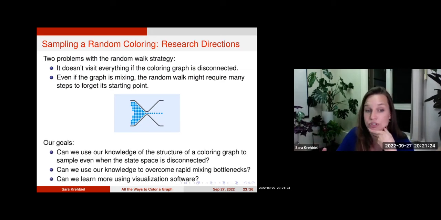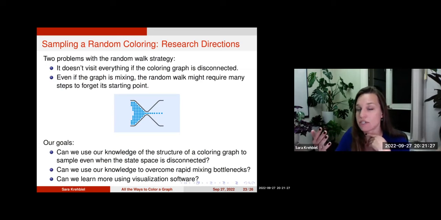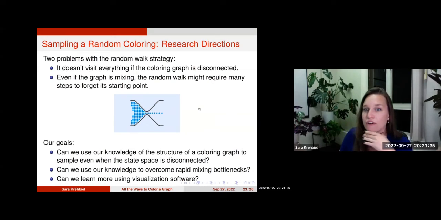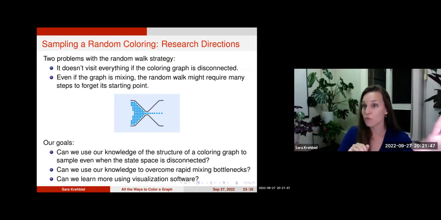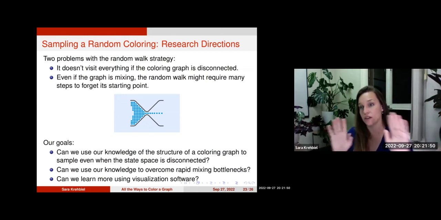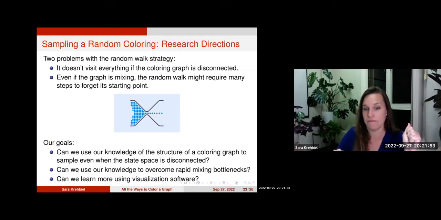So what we want to be able to do is use our knowledge of the structure of the coloring graph, which is just taking all of the observations along the lines of stuff that we've talked about in this talk so far, and figure out whether we really are totally out of luck if the coloring graph is disconnected. Or maybe we can use Ian's observation about the symmetries of the coloring graph to jump from one component to another, using the knowledge that those components all kind of look the same. We want to be able to use structural knowledge to sometimes overcome these rapid mixing bottlenecks, and sometimes symmetry is going to be an option there too.